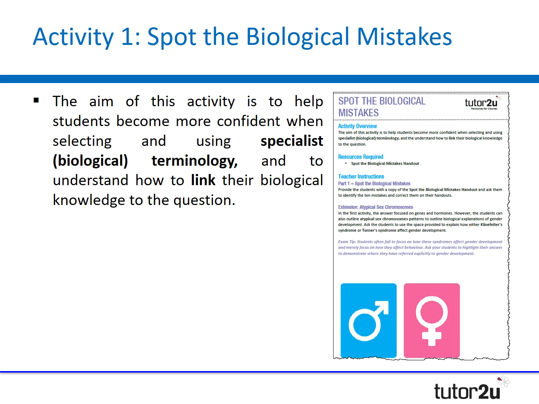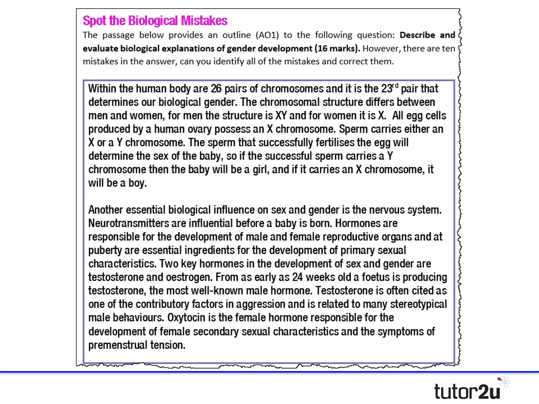The way this activity starts is you provide your students with two paragraphs and say that the paragraphs are answering this question, so describe and evaluate biological explanations, but unfortunately there are 10 key mistakes within it. The first task for the student is to circle or underline the mistakes, probably avoiding highlighting because you're going to use highlighting in the next part. So circle the mistakes and correct them, of which there are 10.